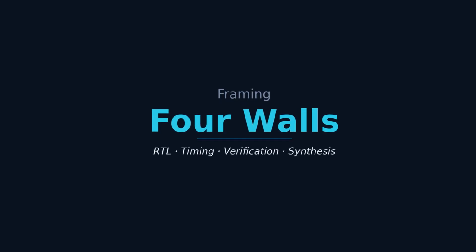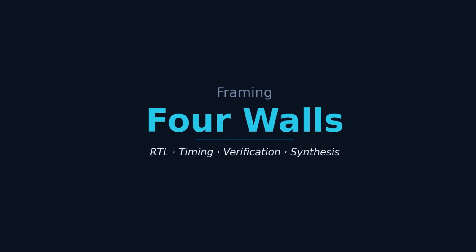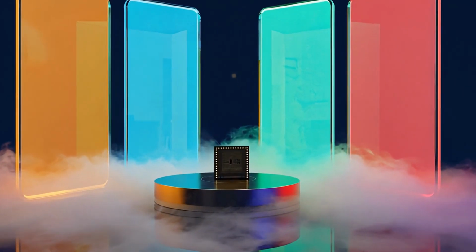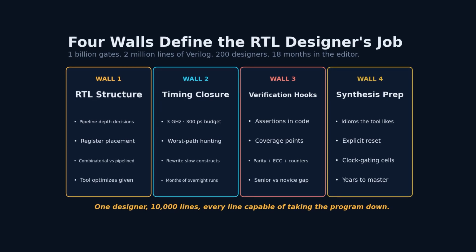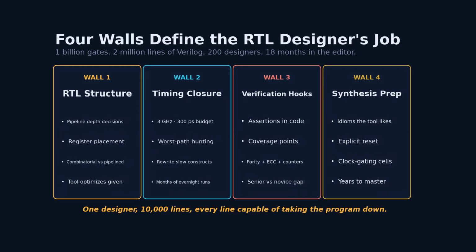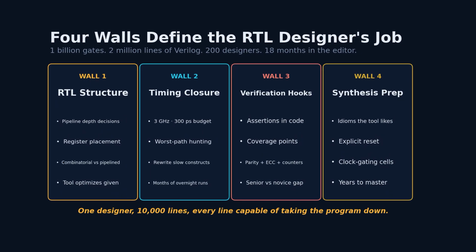4 walls define the RTL designer's job. Every one of them is about predicting what the silicon will do, 18 months before it exists. Wall 1 is RTL Structure. How to partition the logic across pipeline stages, where the registers go, how the data flows. This is the design decision the synthesis tool cannot make. The tool optimizes what is given. The designer decides what gets given.